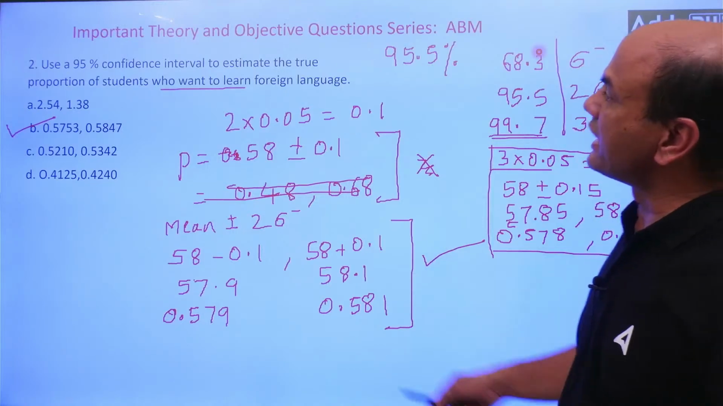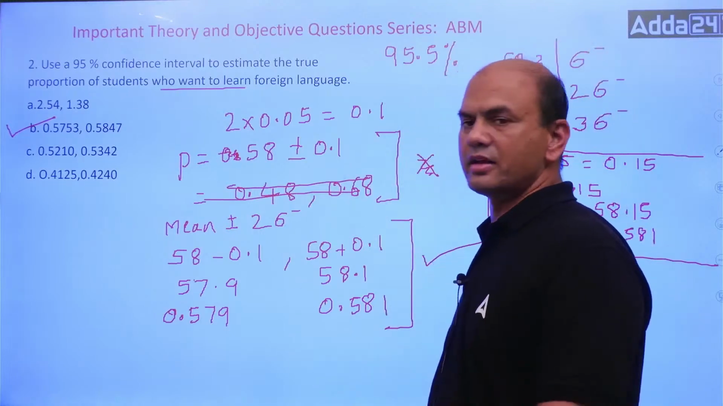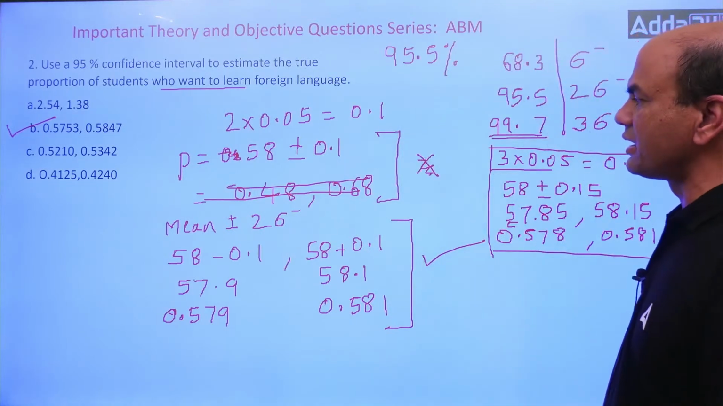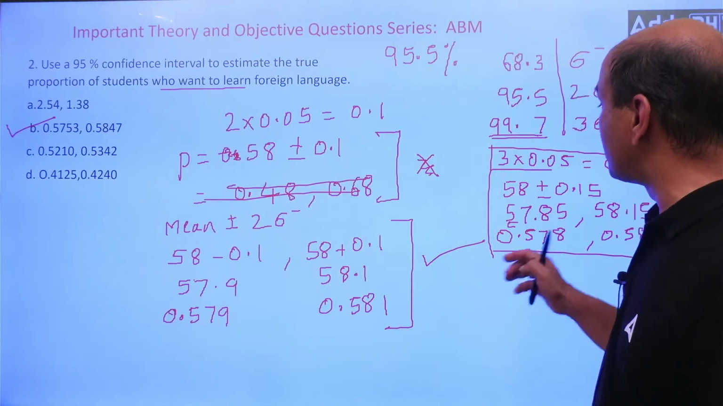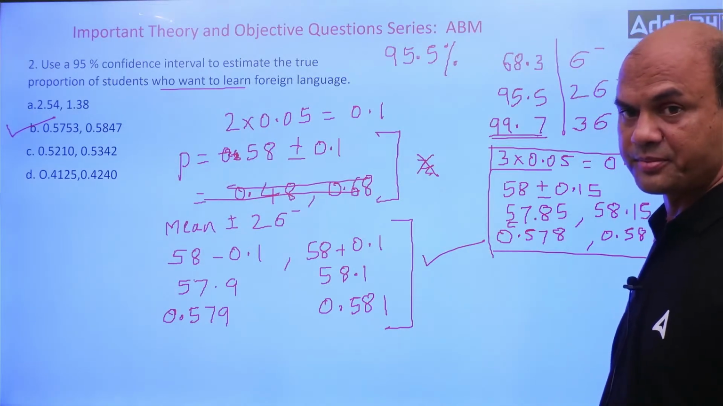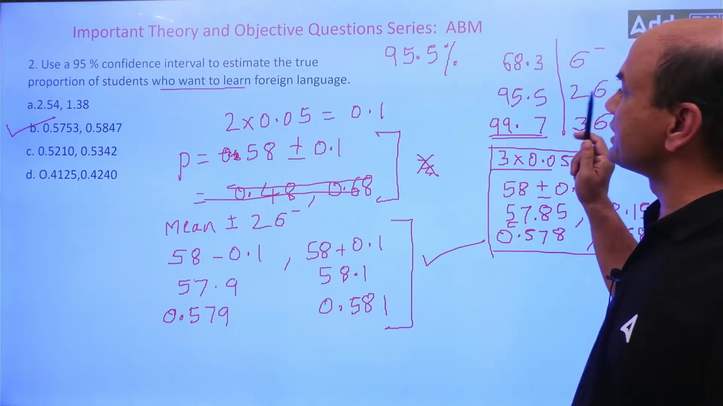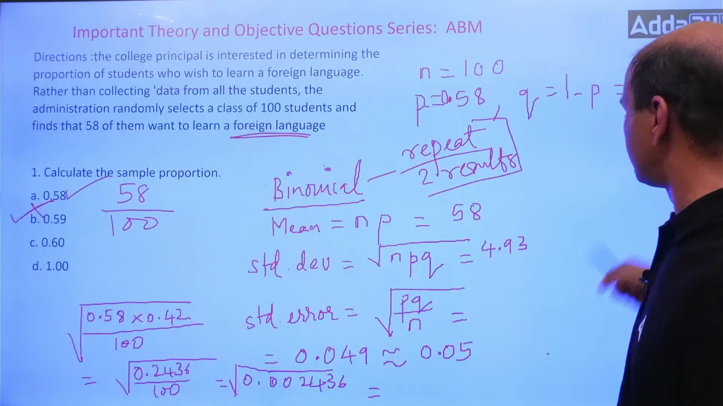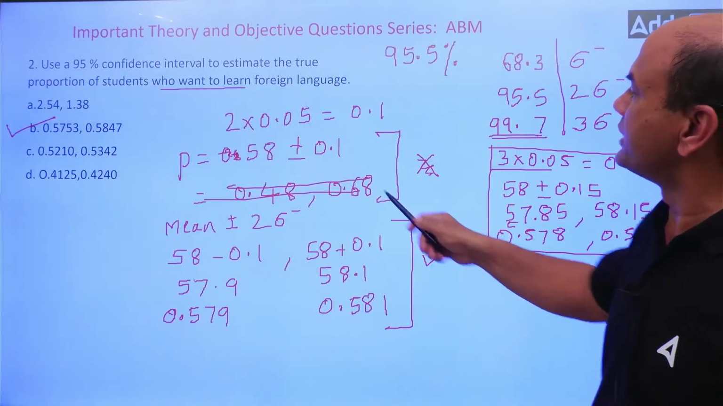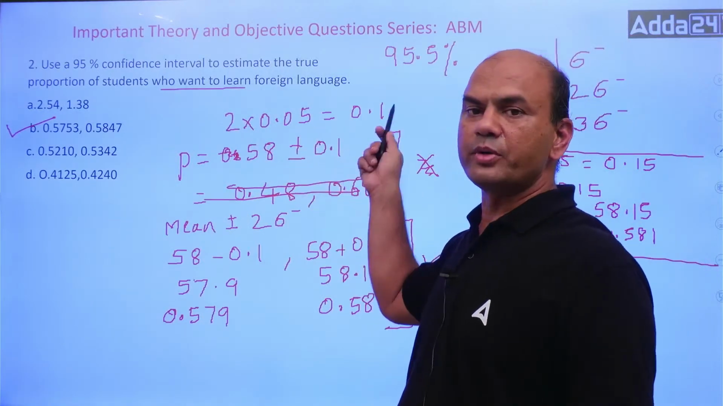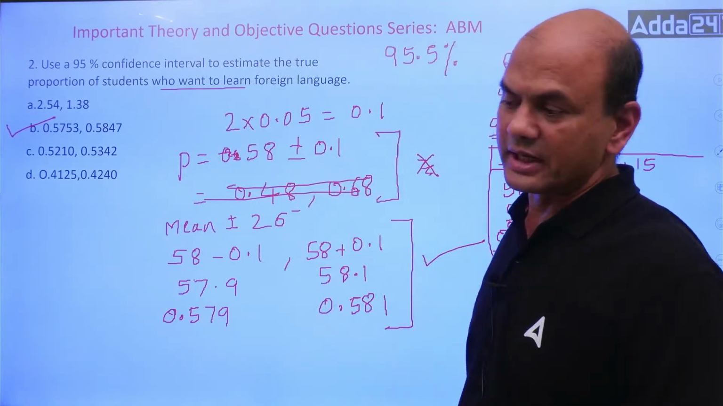So here they have asked 95, which means roughly 95.5. You can take it. So it is 2 standard error. Do you have the standard error? We already found it in the earlier problem. Actually it was not required, but I gave it to you anyway. So 95.5 means 2 into the standard error, 0.05. Multiply this: 2 into 0.05 is 0.1. So we have got 0.1.